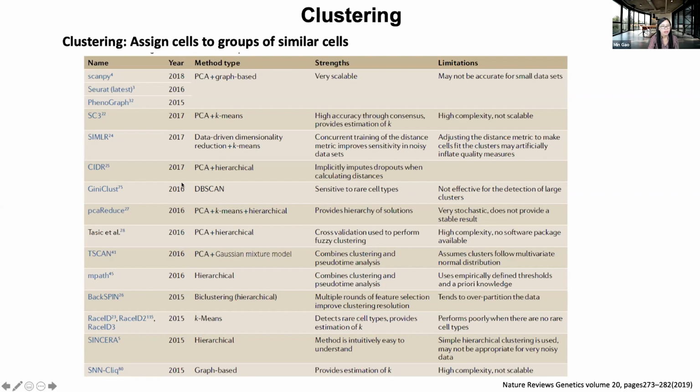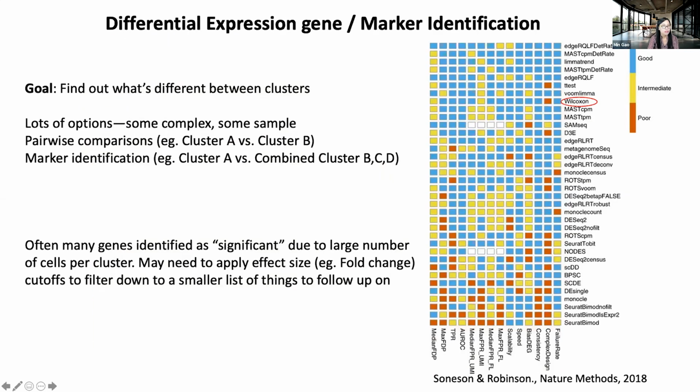Here we list many methods that can be used for clustering the cells. The popular ones include Scanpy, Seurat, SC3, and t-SNE. In the following slides, I will introduce how Scanpy does the clustering. And after we get the clustering, we want to know the marker genes for the clusters. So we need to do the differential expression analysis. This step is to find out what's the difference between the clusters.